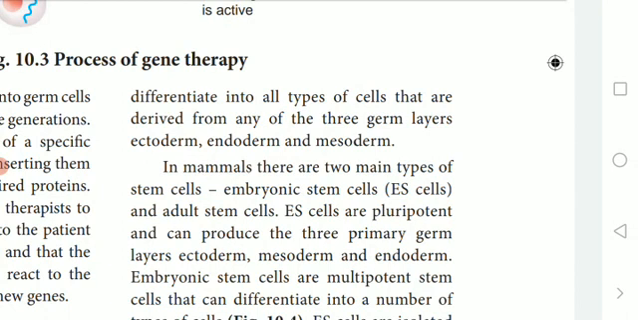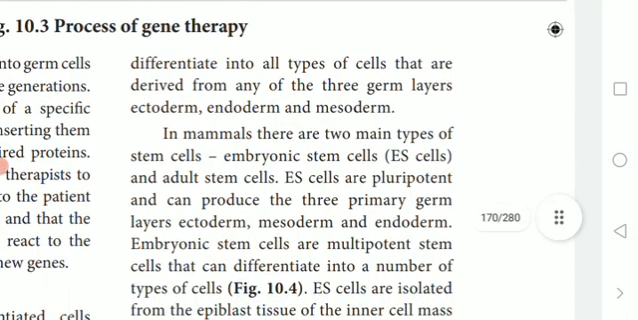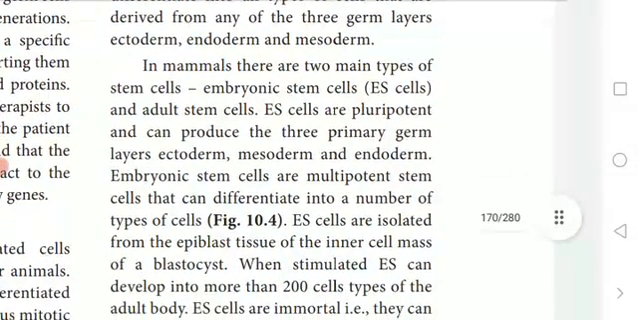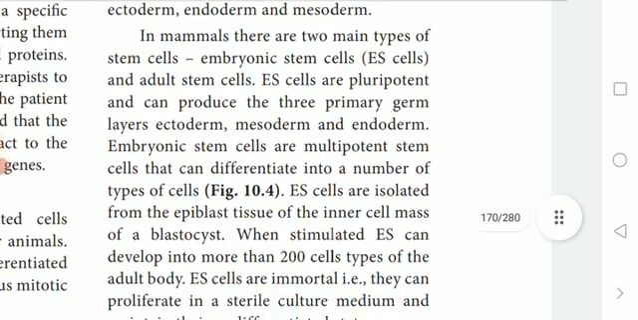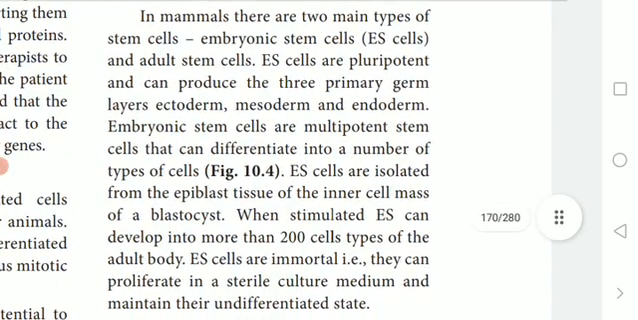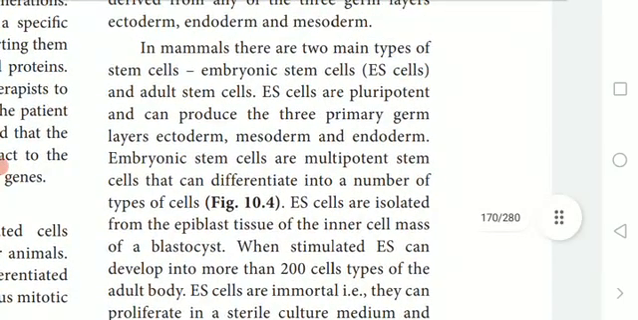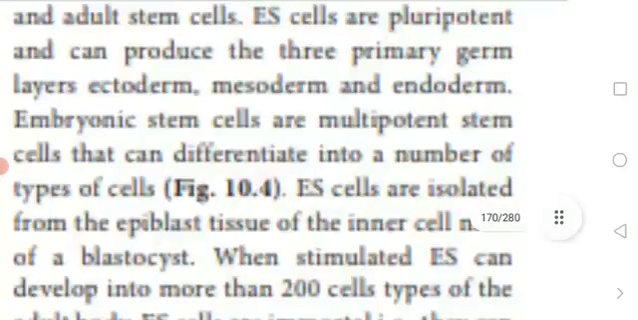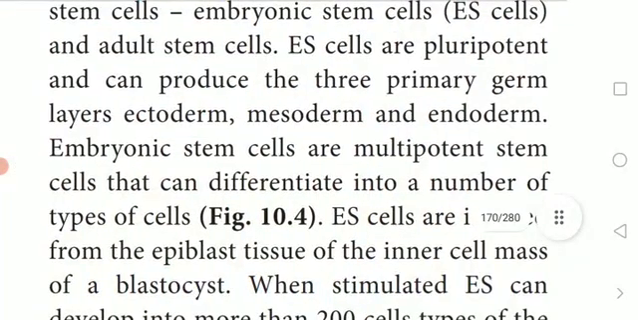Stem cell research has the potential to revolutionize the future of medicine, with the ability to regenerate damaged and diseased organs. Stem cells are capable of self-renewal and exhibit cellular potency. Stem cells can differentiate into all types of cells derived from any of the three germ layers: ectoderm, endoderm, mesoderm.